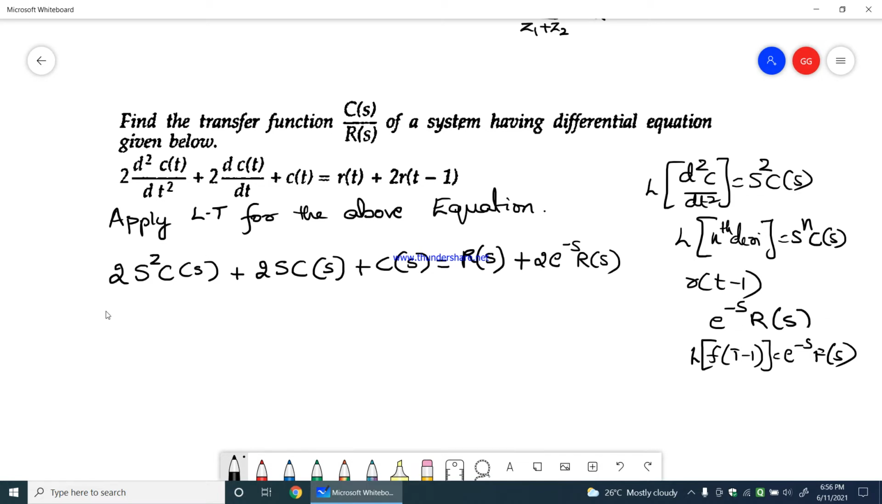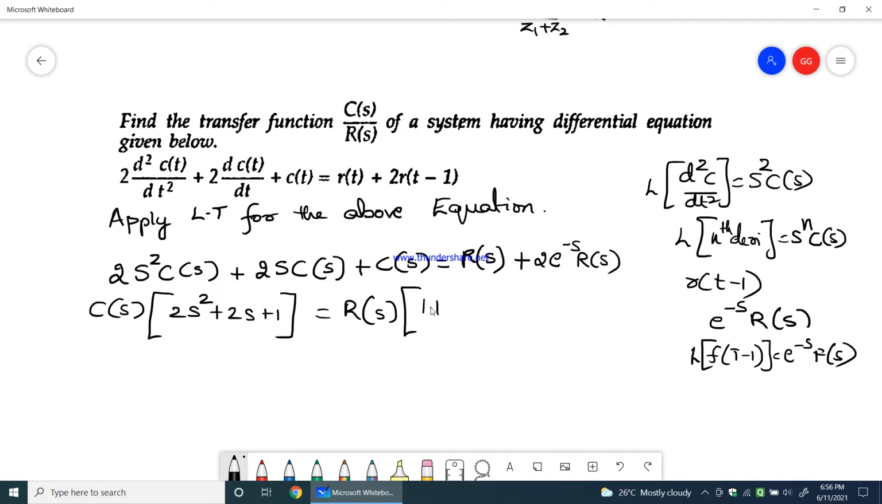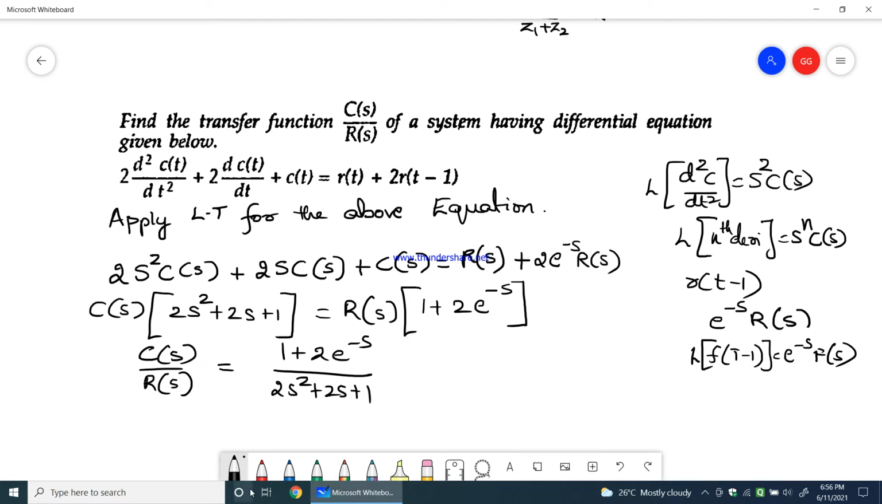Now I'll take C of s common here. I'll get 2s square plus 2s plus 1, which is equal to R of s common. If I take that, I'll get 1 plus 2 into e power minus s. Therefore C of s by R of s, the transfer function which is asked, would be equal to 1 plus 2 into e power minus s divided by 2s square plus 2s plus 1. So this would be the transfer function for the given differential equation.